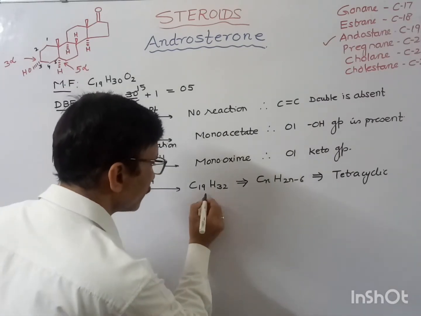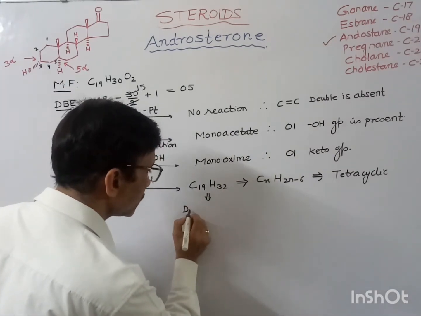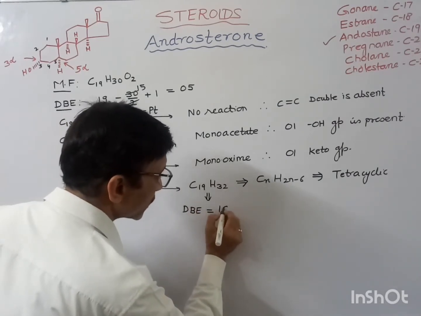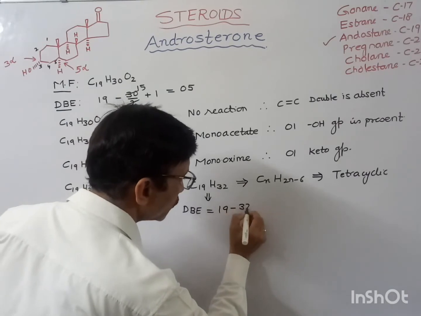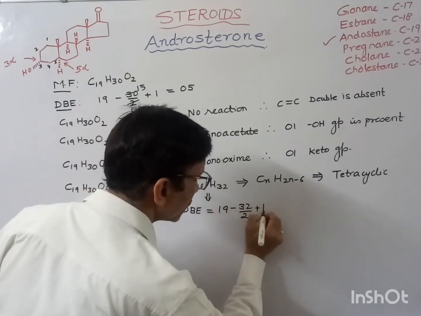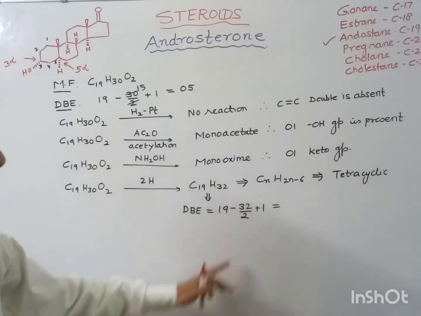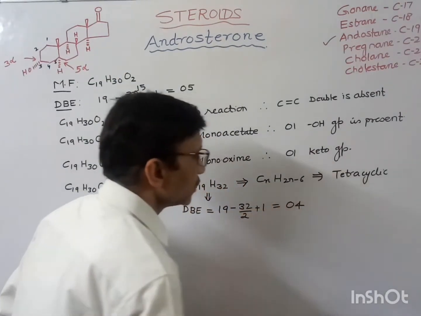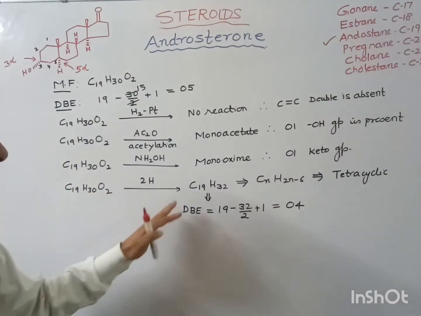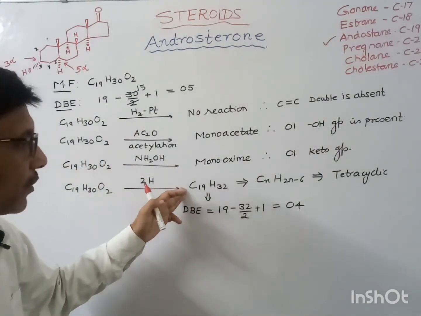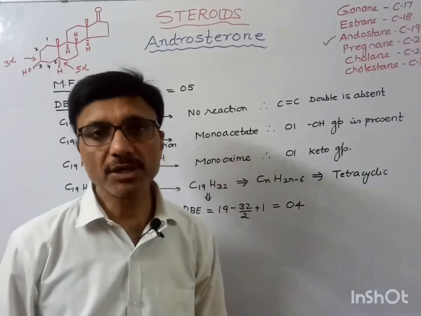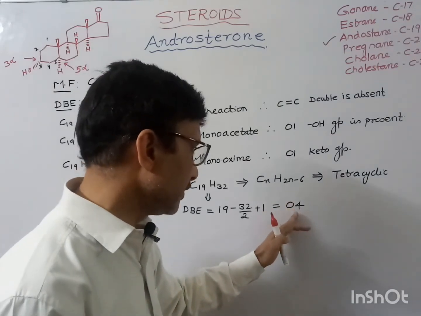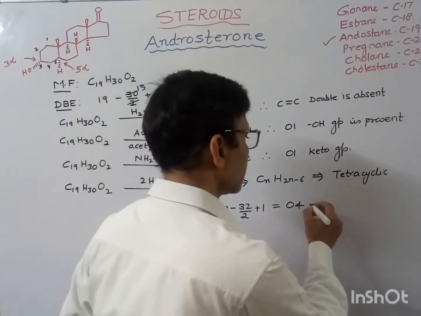From here, if we find the double bond equivalent, the DBE for C19H32, then it comes, 19 minus 32 divided by 2 plus 1, and it comes out to be 16, and 20 minus 16 is 4. So it comes out to be 4. So it means this is a completely saturated compound. This completely saturated compound having 4 double bond equivalents, this 4 DBE corresponds to the tetracyclic nature. Okay.